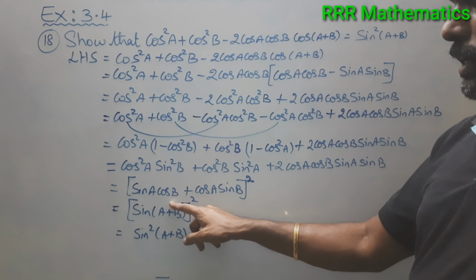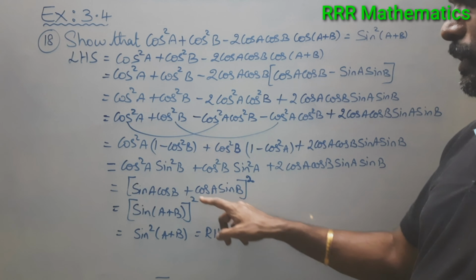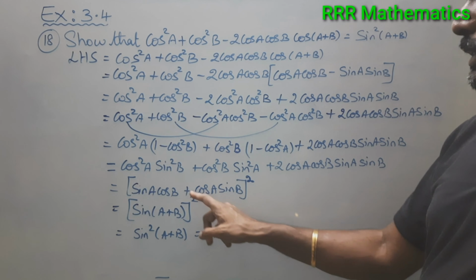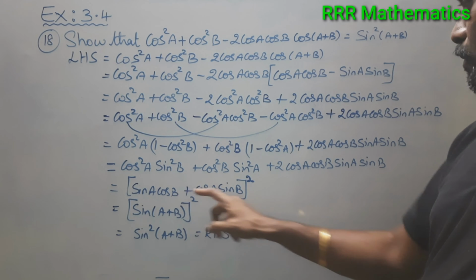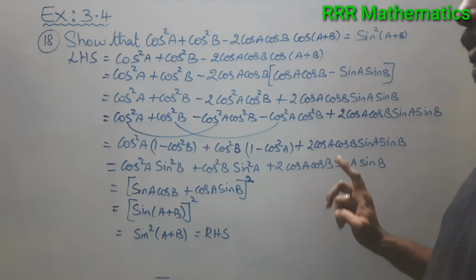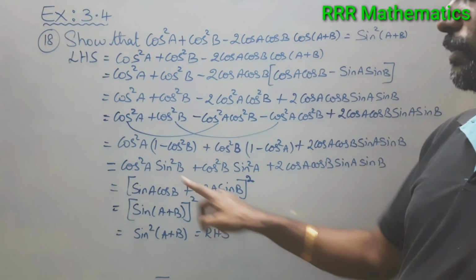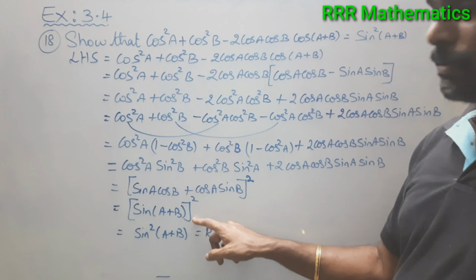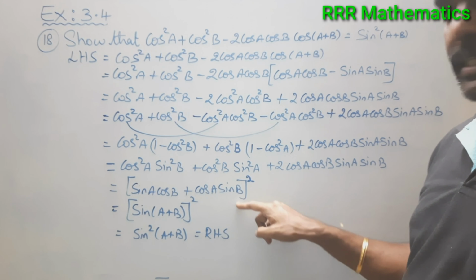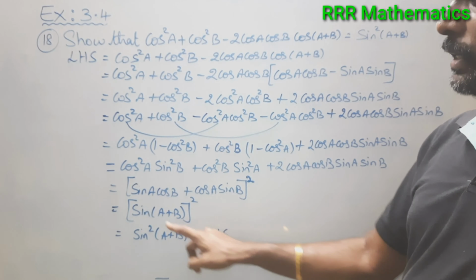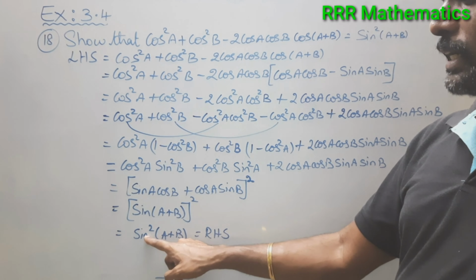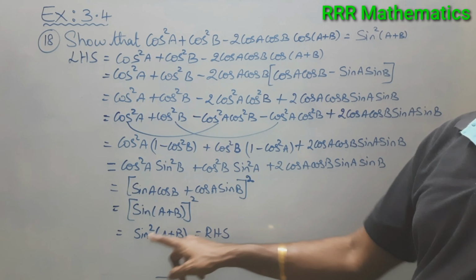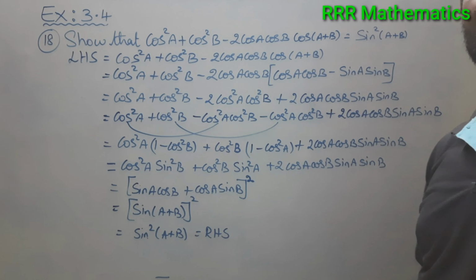A square is sin square a cos square b. Plus 2ab, that is sin a cos a sin b cos b, product form, no problem. Plus b square, which is cos square a sin square b. So this is nothing but sin of a plus b. What is sin of a plus b? Sin a cos b plus cos a sin b. I can write like this, whole square. So I can write this one as sin square of a plus b. Is it clear? Sin of a plus b whole square as sin square of a plus b. That is the right answer. Hence proved. Got it?